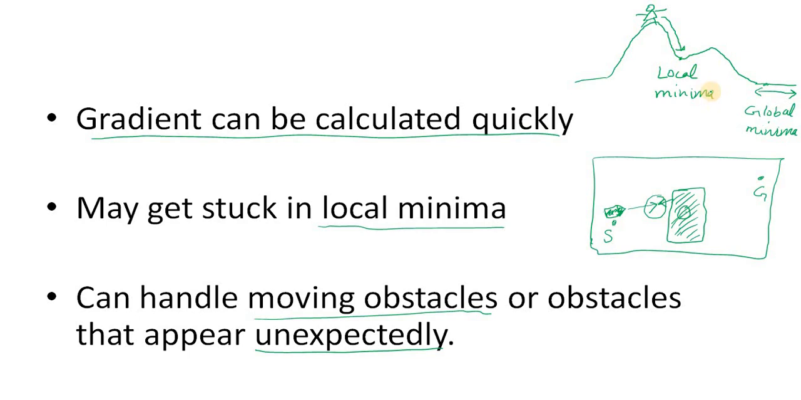So this was the difference between local minima and global minima. The same thing is true for the robot, okay? So these were some advantages and disadvantages of this method. Actually, this disadvantage should be at the end, but okay, I hope you understood.